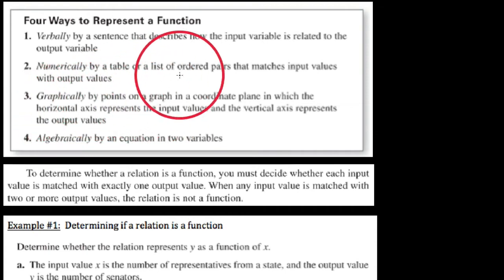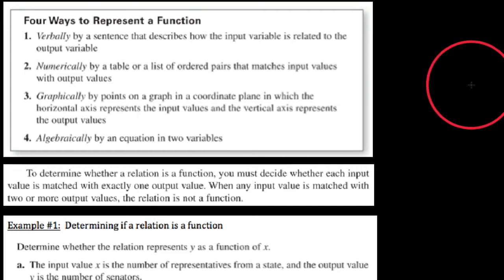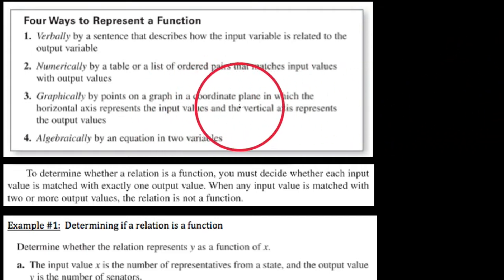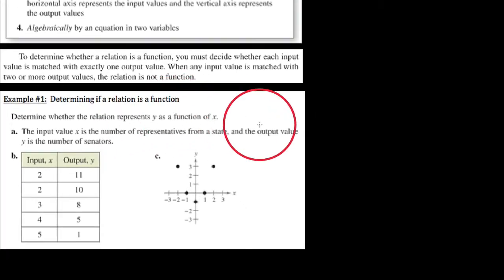Graphically speaking, all of those tabular values give us points, and we could plot a graph, which would also represent our function. And then last but not least, we could use an equation in 2 variables to represent a function. And so what I want to do before we tune out of this video is look at example number 1 here, where we're going to determine whether this is a function or not.